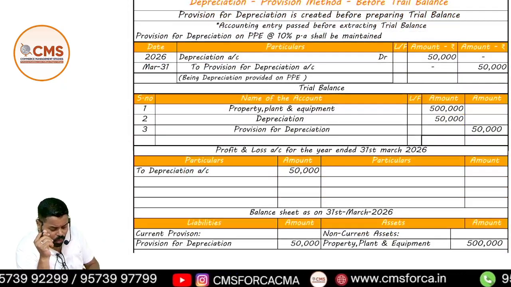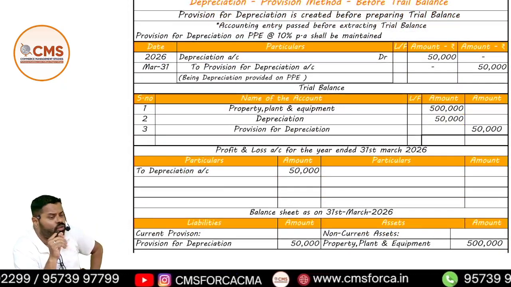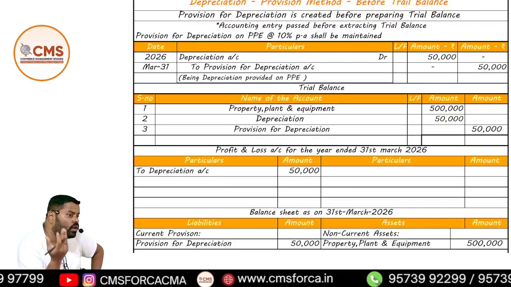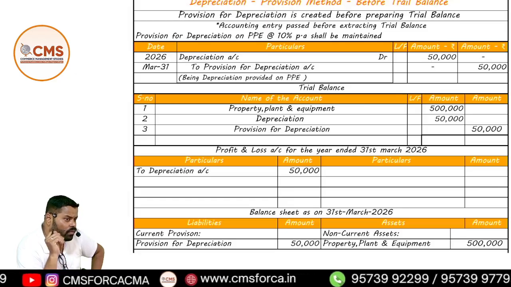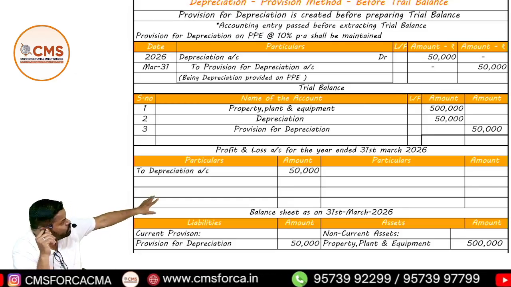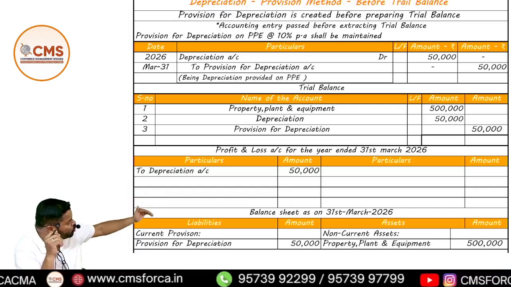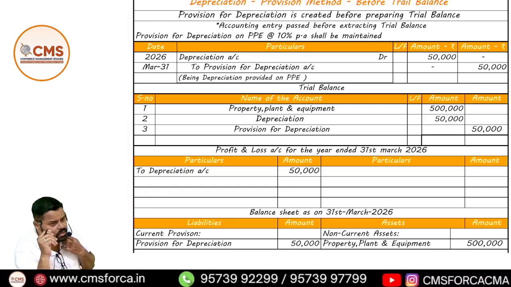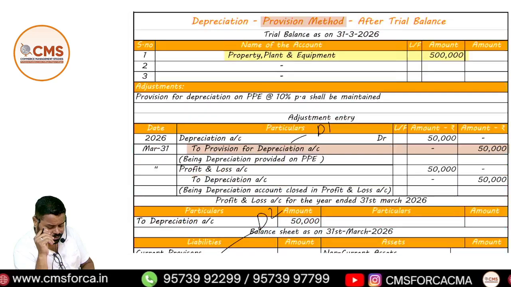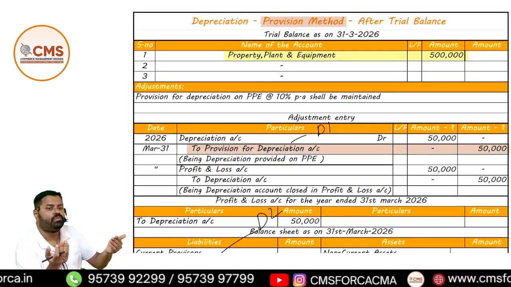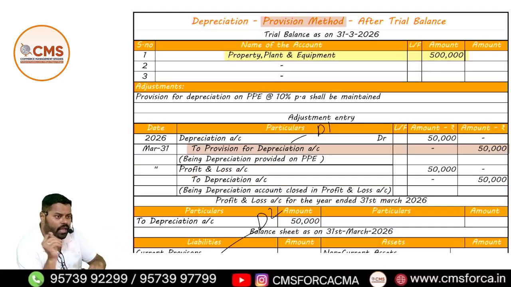Next, provisioning. If I do the same provision, that is, provision for depreciation is done before the trial balance is prepared, what will I have? The entry will be the same: depreciation account debit to provision for depreciation. But look at your trial balance. In the previous trial balance, how many accounts were there? Previous one, only one. Why? Because provision is created after trial balance preparation.